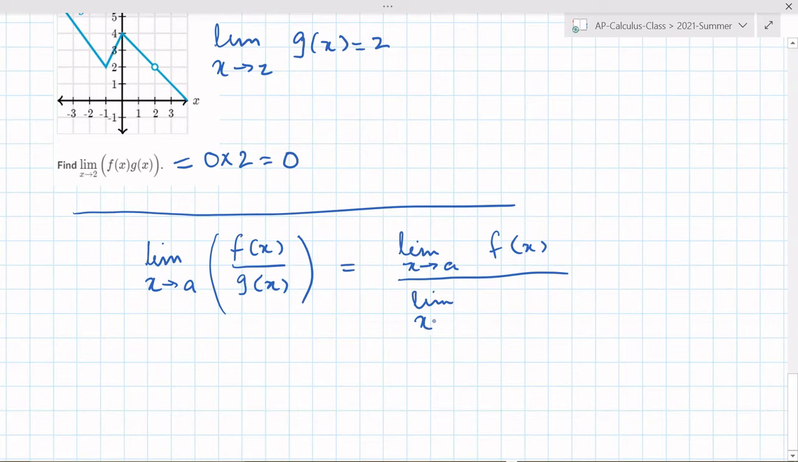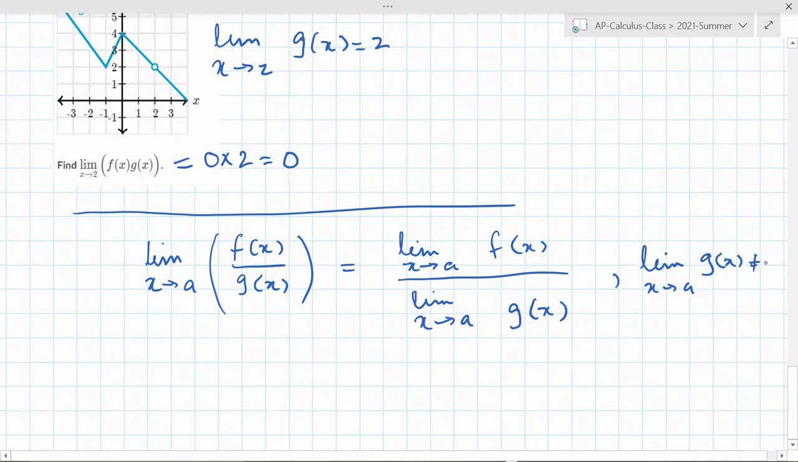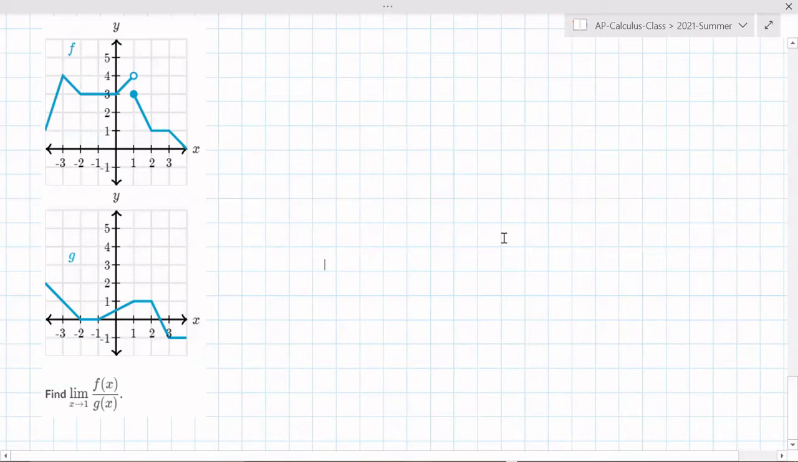Similarly for division. But this second limit cannot be 0, right? Then it won't work. When the second limit is not 0, then that's what the limit is. So this would be the limit of f divided by limit of g, right? As long as the denominator is not 0.